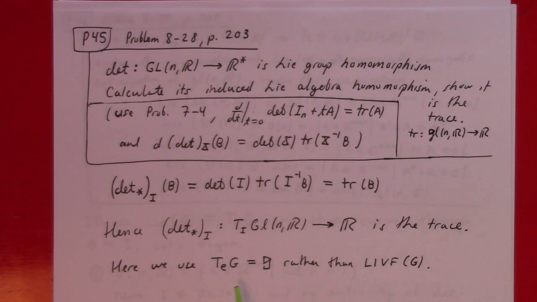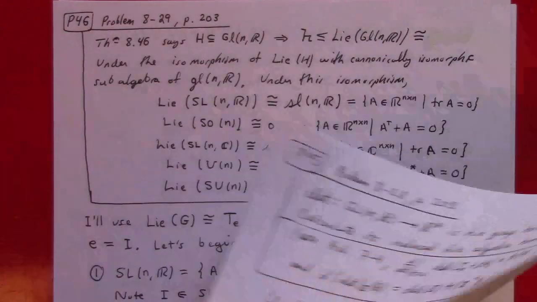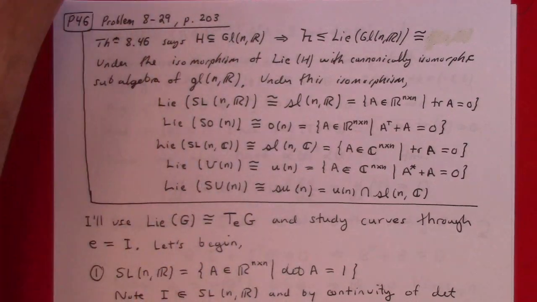And here I'm using that the tangent space at the identity of the Lie group is the Lie algebra. So we can either talk about the Lie algebra being the left invariant vector fields, which is at times convenient, but I oftentimes find it more convenient to say that the Lie algebra of the Lie group is the tangent space at the identity. And you can do that because they're isomorphic.